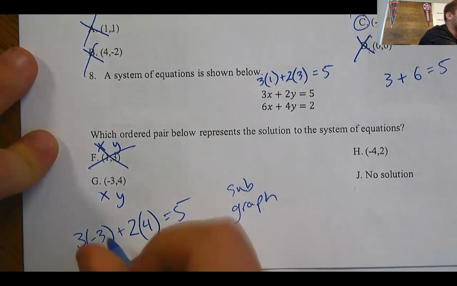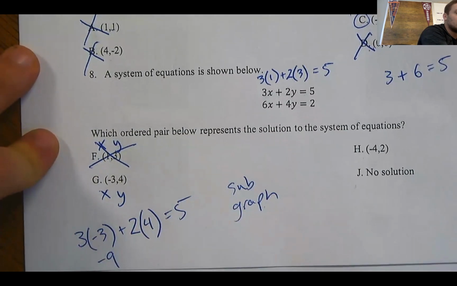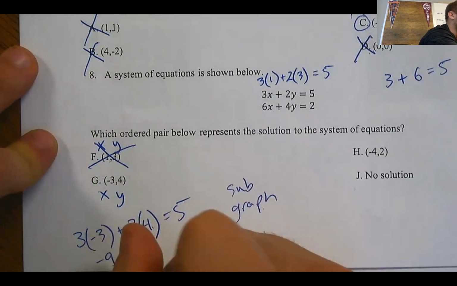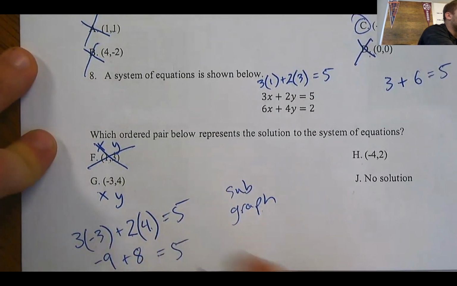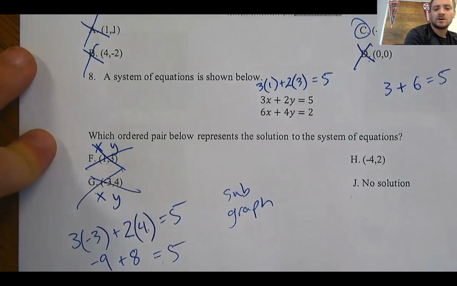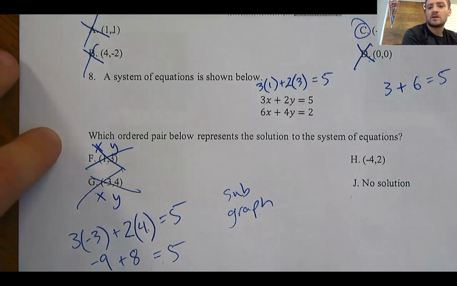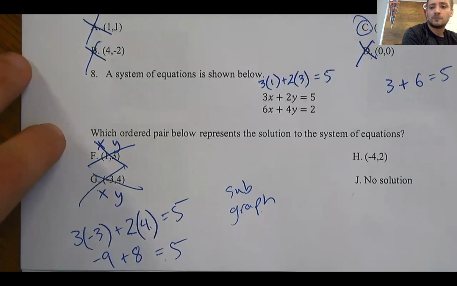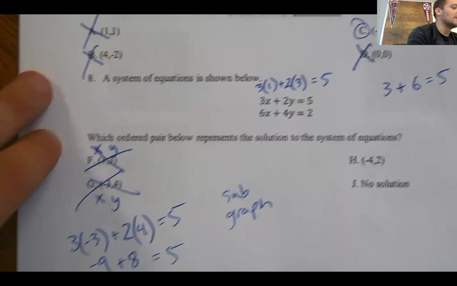3 times -3 is -9, and 2 times 4 is +8. Is -9 plus 8 equal to 5? No, that's not true. That doesn't work. So the point -3, 4 does not work for our first equation. It's out.